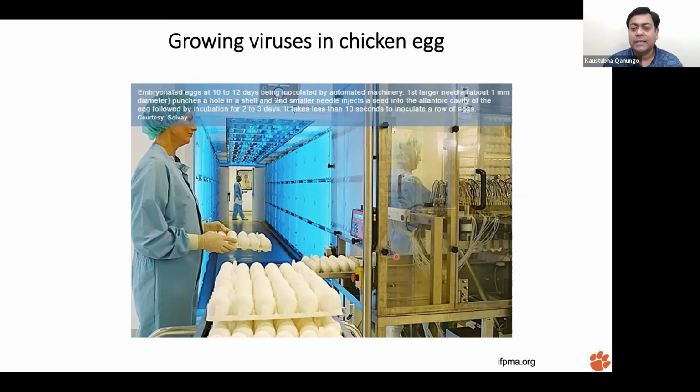After a few days, at the very top, it drills a hole and inoculates in a certain way, and this is completely done by robots. It takes less than 10 seconds to inoculate a row of eggs. So eggs at 10 to 12 days are being inoculated by automated machinery. Your influenza vaccines are still mostly made in these embryonated chicken eggs. That's how the industry actually does it still today.